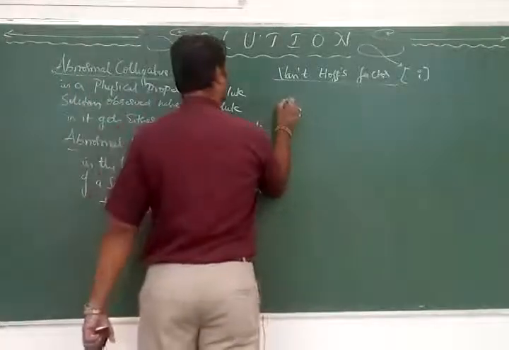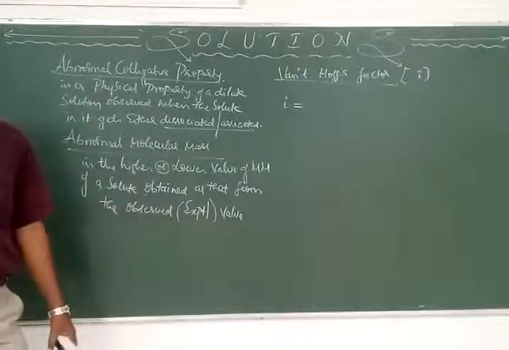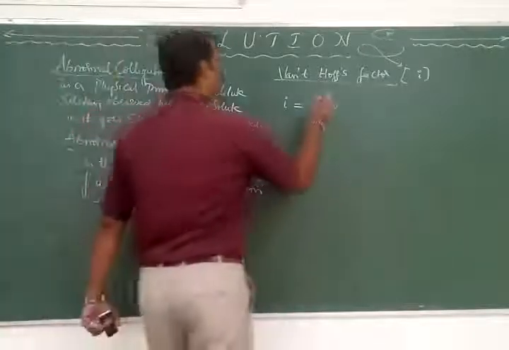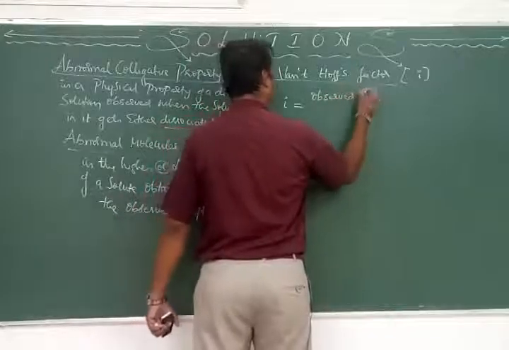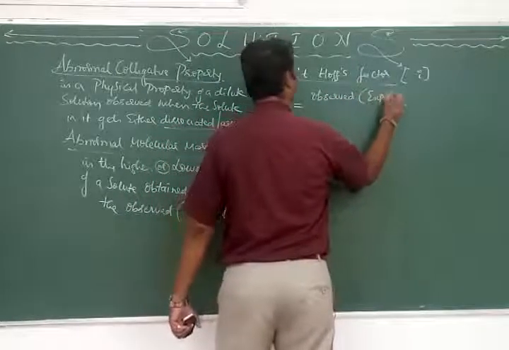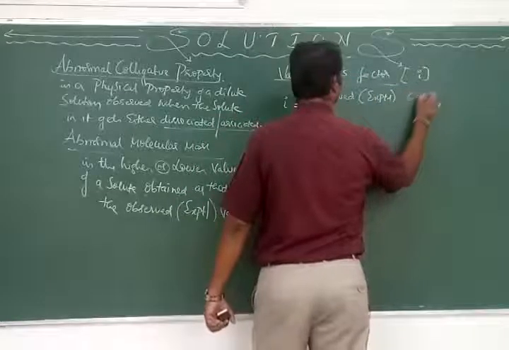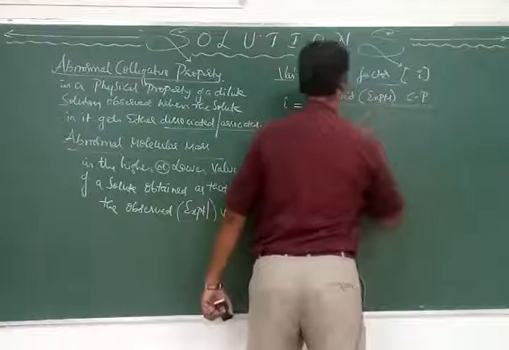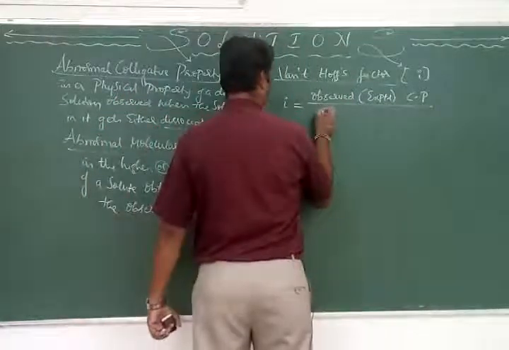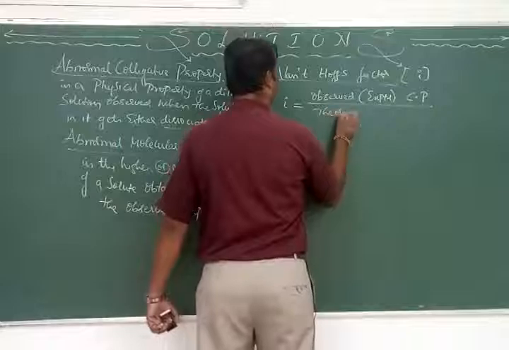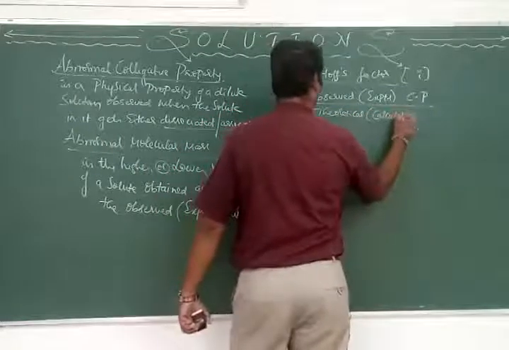So here the Van 't Hoff factor i is given by: the Van 't Hoff factor definition is a ratio of the observed, or also called experimental, Cp, Cp means colligative property, divided by the theoretical, or also calculated, colligative property.